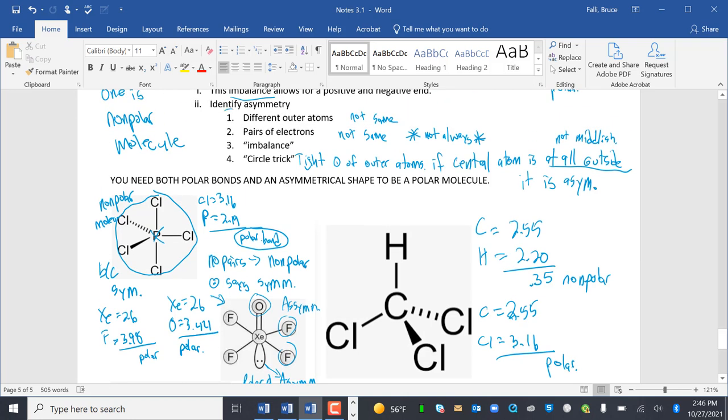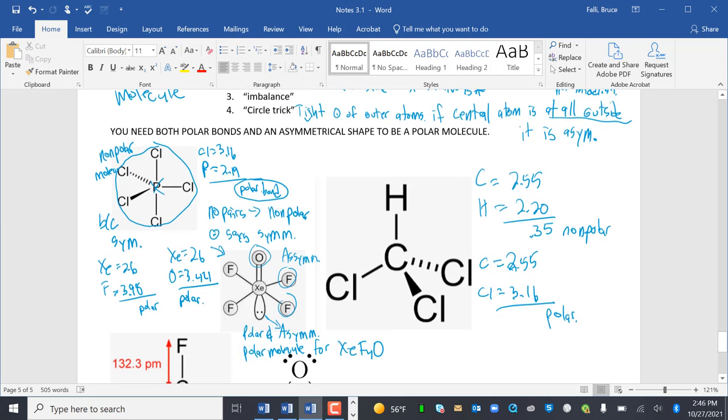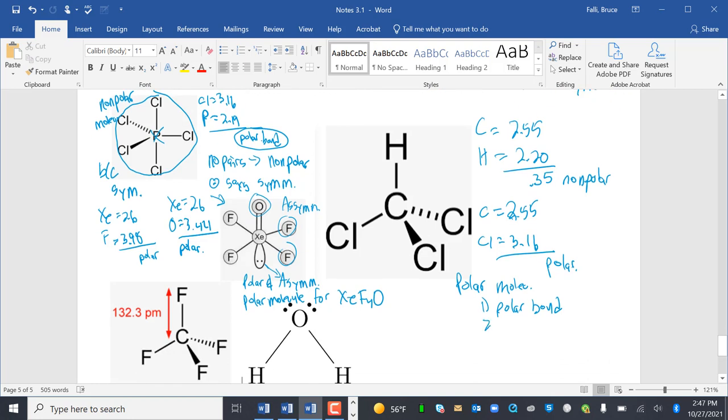But notice again, we have different outer atoms. Different outer atoms means it's going to be asymmetrical. So I have some polar bonds, so this is a polar molecule because it has polar bonds. They don't all have to be polar. I need just one of them. And it is asymmetrical.